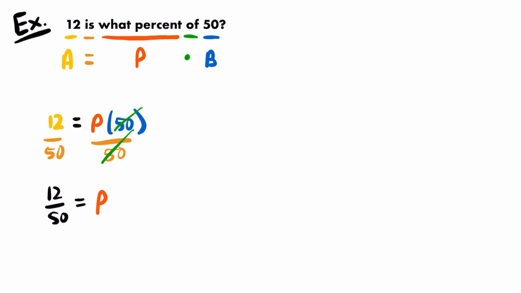All right, and so now, just like with the previous example, our percentage is currently represented as a fraction, but we do want to write it as an actual percentage. So what I'm going to do here is first reduce this fraction. 12 and 50 can both be divided by 2. 12 divided by 2 is 6, and 50 divided by 2 is 25. So what we get here is that P is equal to 6 divided by 25. That's just the reduced form of this fraction.